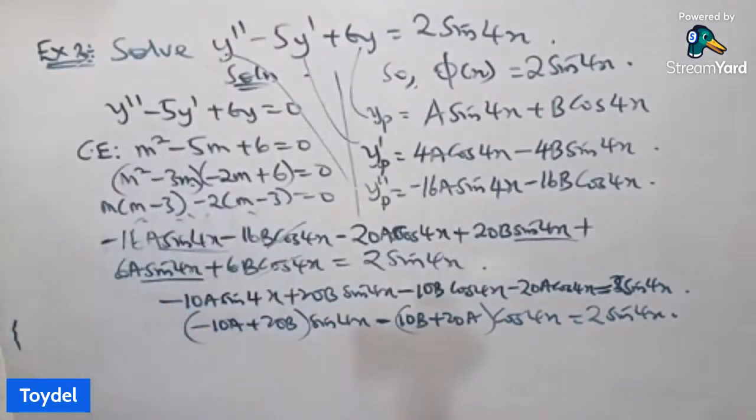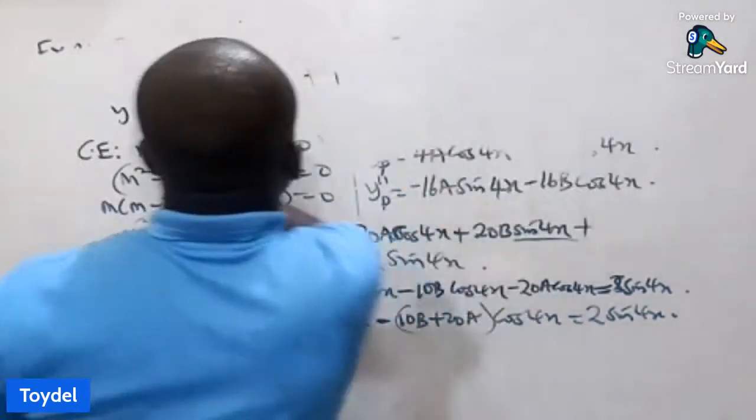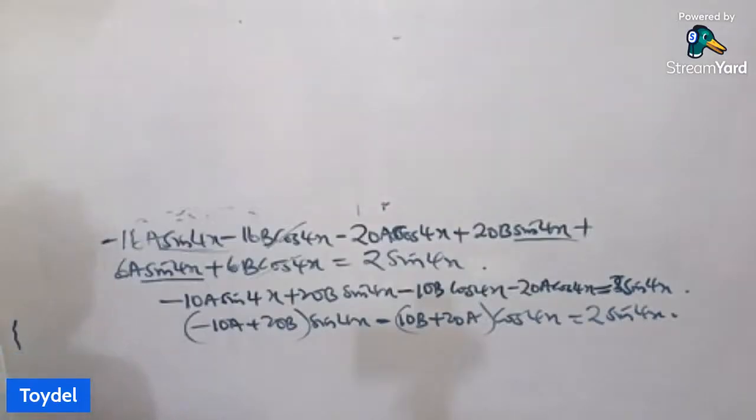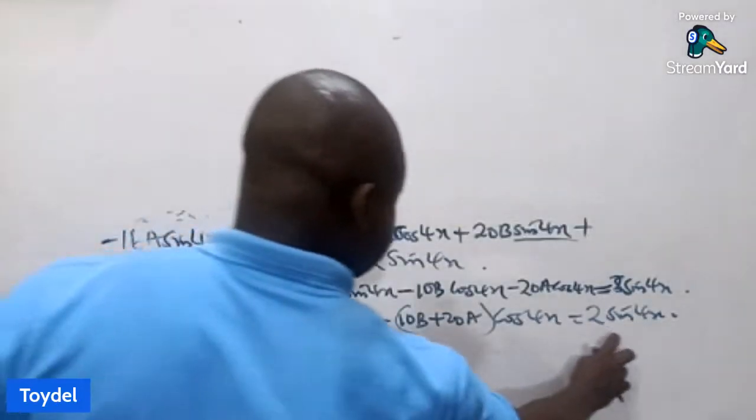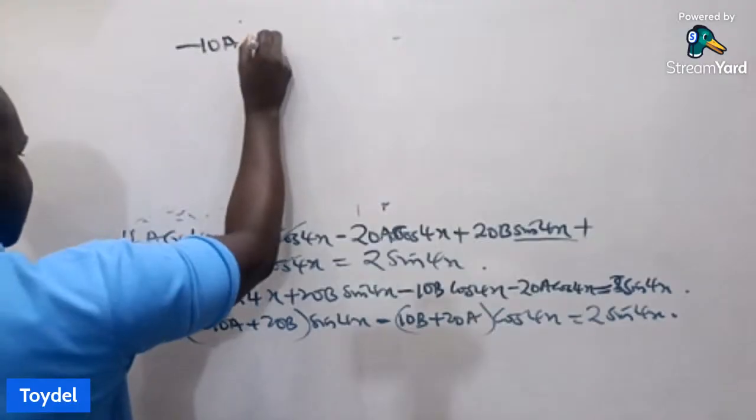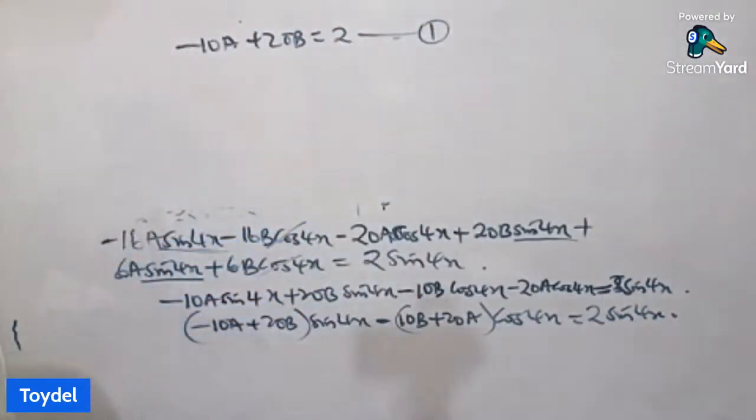That's what we are going to get. So from there, if we compare coefficients, here is sine 4x, here is sine 4x. Then we realize that we have minus 10a plus 20b equal to 2, equation 1. Minus 10a plus 20b equal to 2.